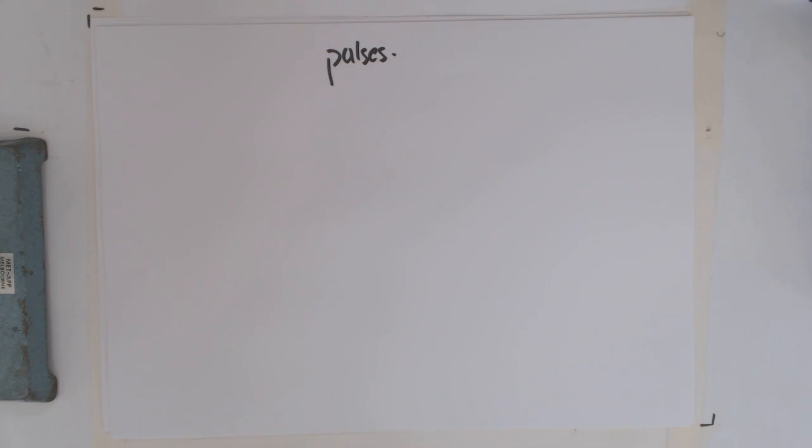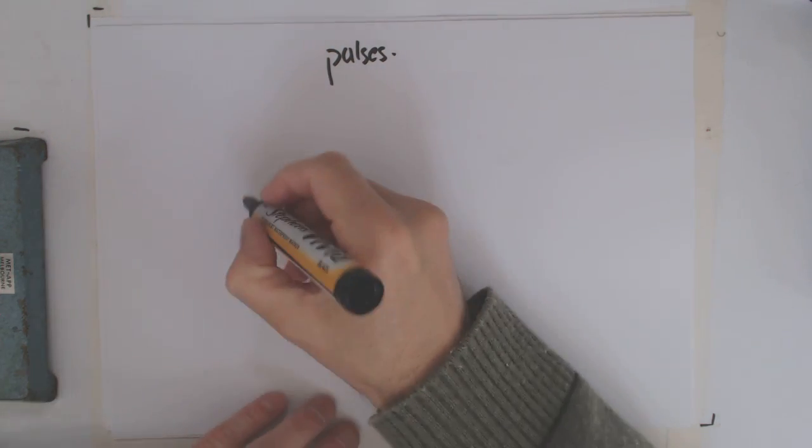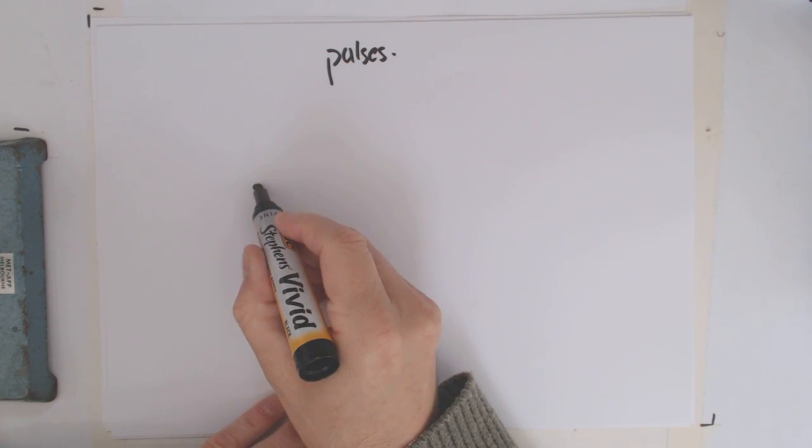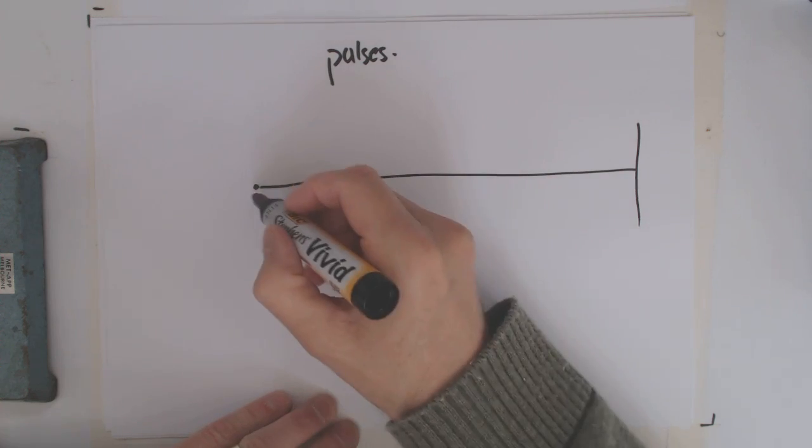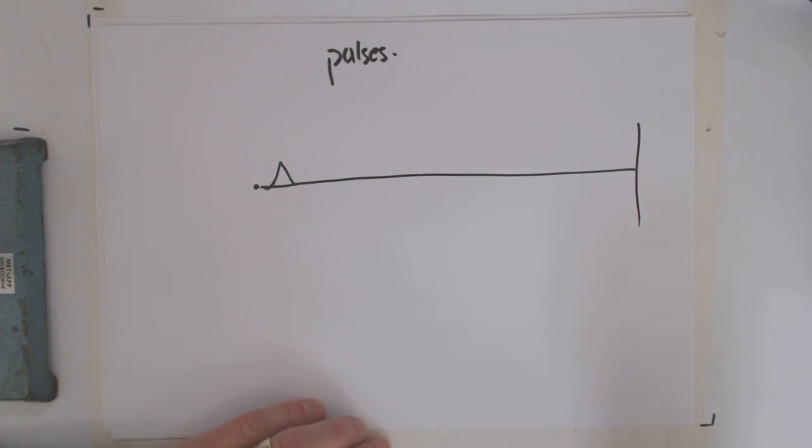What I want to look at here is something called pulses, and it's quite important. We've got a string, we attach it to a wall. We then go to a flick. A pulse travels along, right?